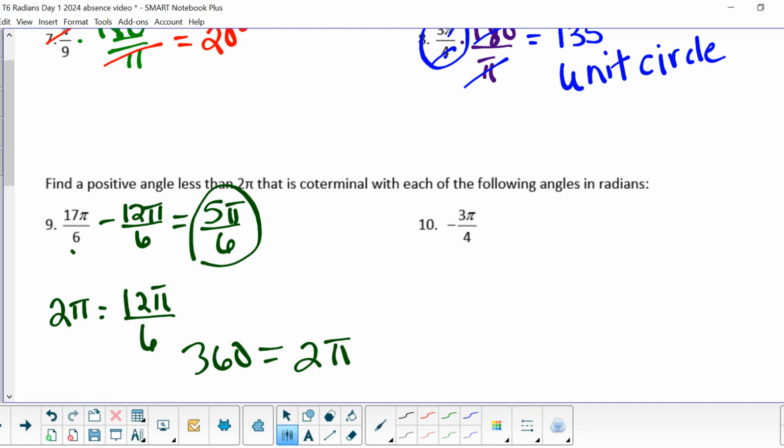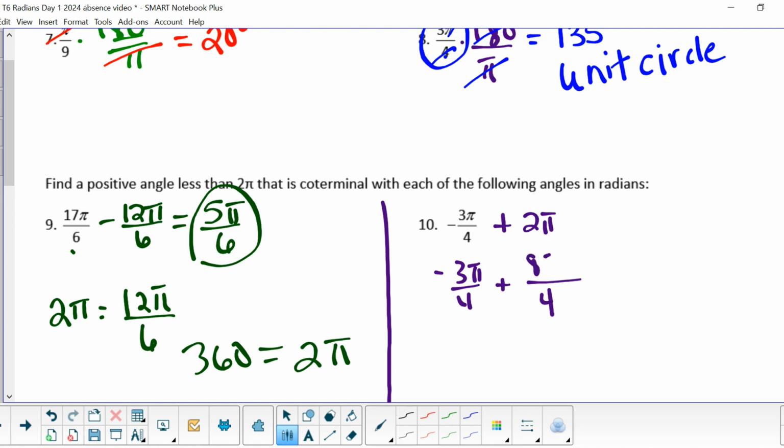Okay, and negative 3 pi over 4 is clearly less than 2 pi, so I'm going to have to add 2 pi onto it. But again, I need to get a common denominator. This is why we have spent time this semester dealing with fractions. So I need a common denominator of 4. So I'm going to be adding 8 pi over 4 instead of that 2 pi. And so now I've got 8 minus 3, which is 5. That's 5 pi over 4. And 5 pi over 4 is also an angle on your unit circle.